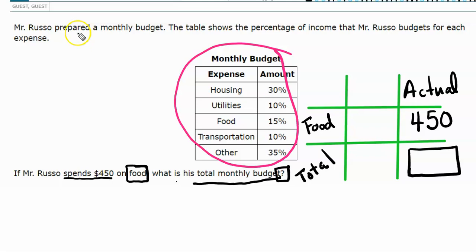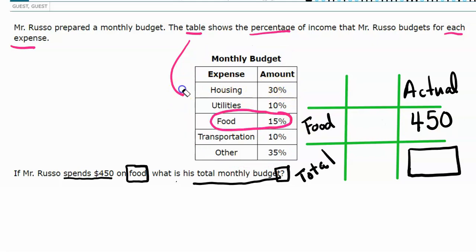It says Mr. Russo prepares a monthly budget. This table shows the percentages that he uses for each expense. We're concerned with what? Food. So let's only concern ourselves with food. The food is what percent? 15. Remember, 15% means 15 out of 100.